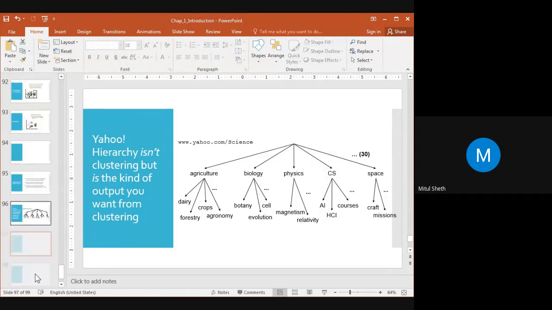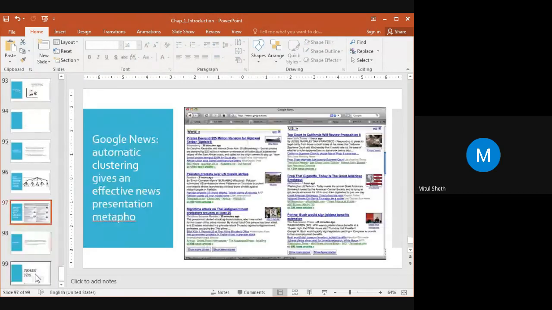Whatever you search for will go directly into the particular cluster, and automatically it gives you the result. So this is the real-time example of clustering.